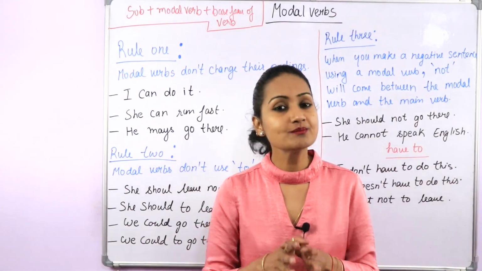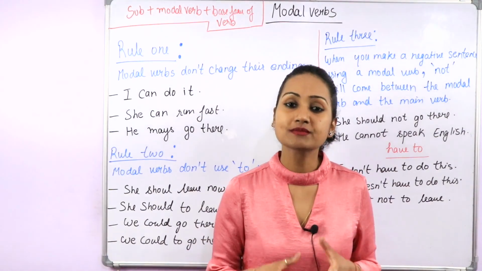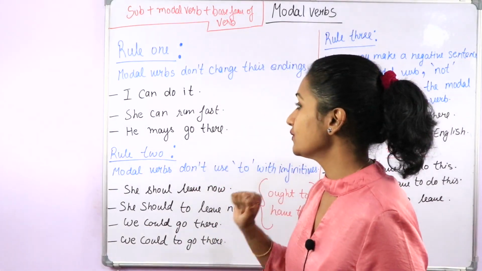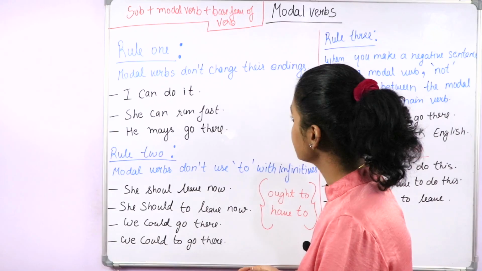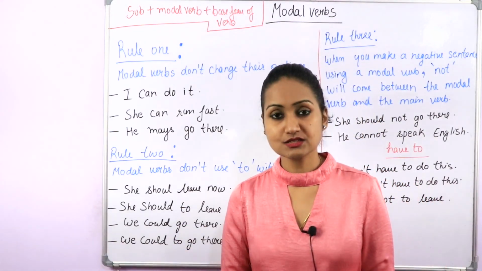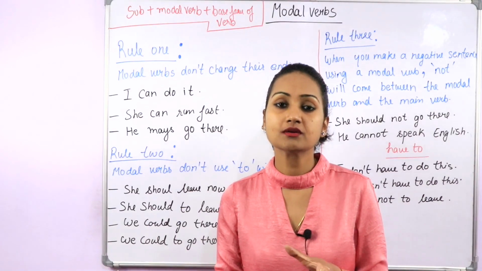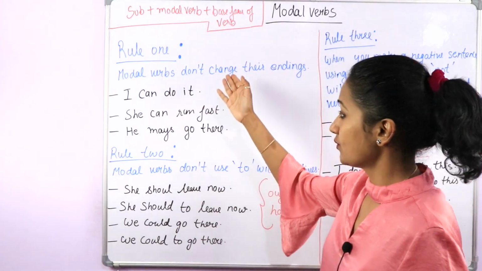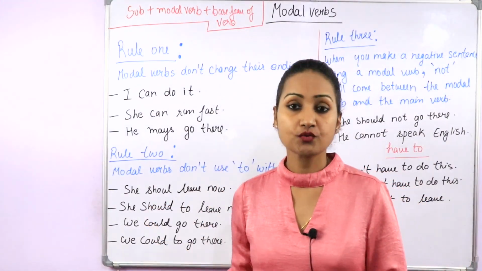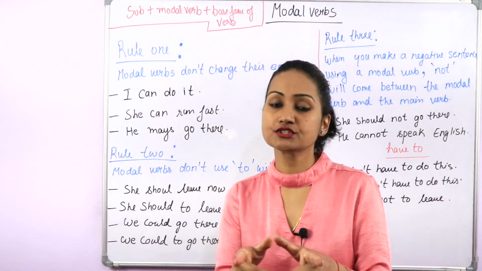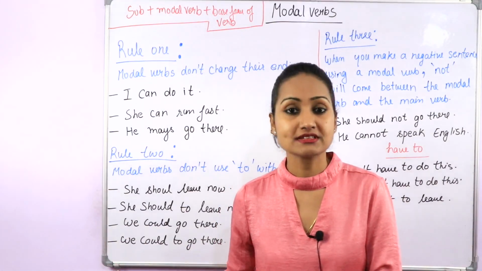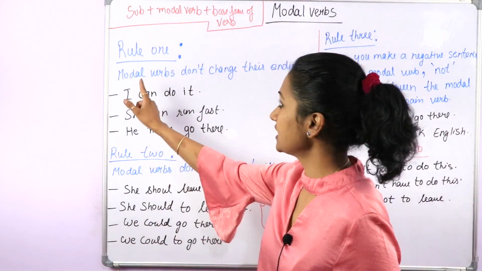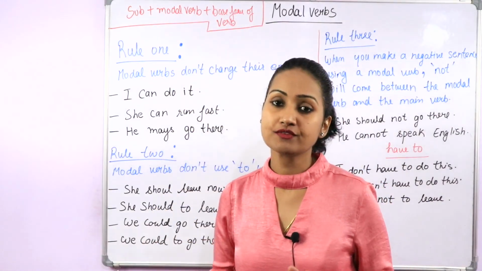Before going ahead, let me give you some basic rules that will help you to avoid mistakes which are generally made with modal verbs. So rule number 1, modal verbs don't change their endings. So whenever we want to frame a sentence with a modal verb, we have to follow a word order, okay? And that word order is first subject, then modal verb, then base form of the verb. We use modal verb always with first form of the verb because we use them in present. You cannot use second or third form of the main verb, okay? So subject, modal verb and first form of the verb.